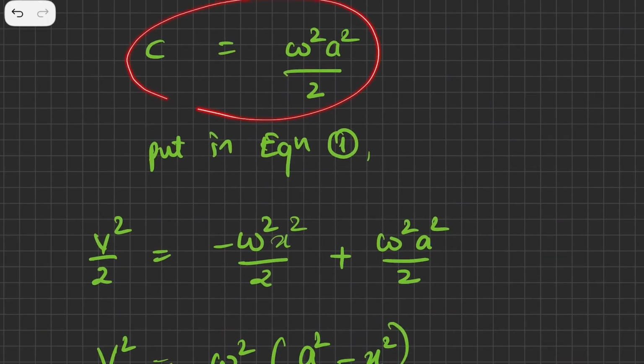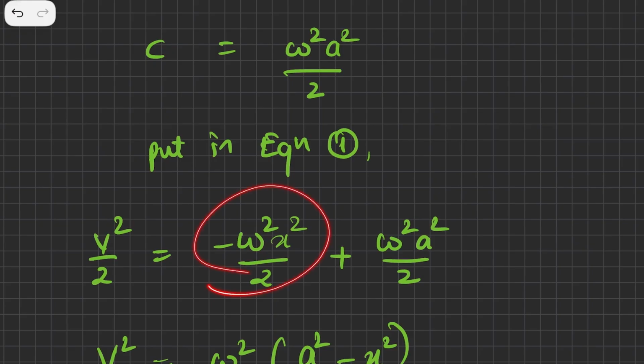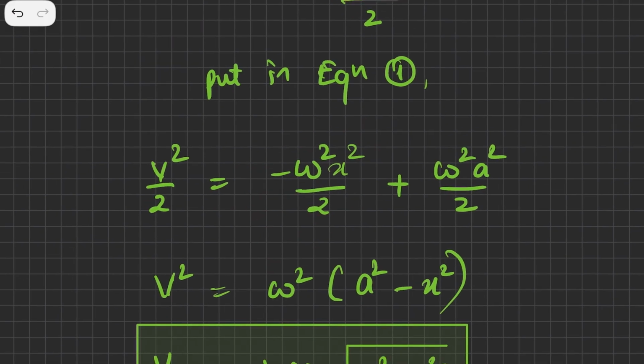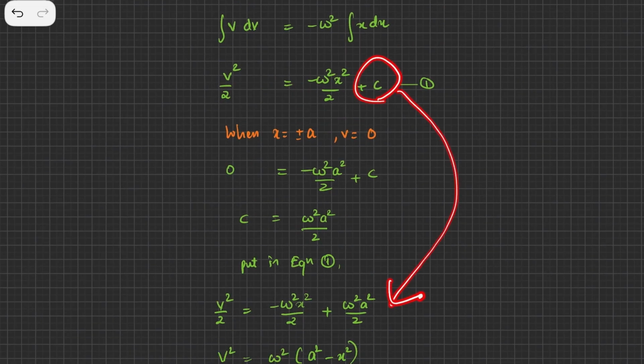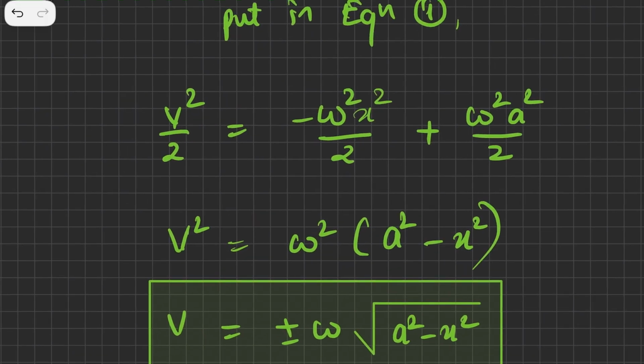Putting this value in equation number 1, and if I put the value of c in that, I'll get v square by 2 minus omega square x square by 2, and wherever there was c, I'll put omega square a square by 2. Now it's simple math, 2 gets cancelled and v square is equal to, I can take omega square common outside, so omega square comes outside.